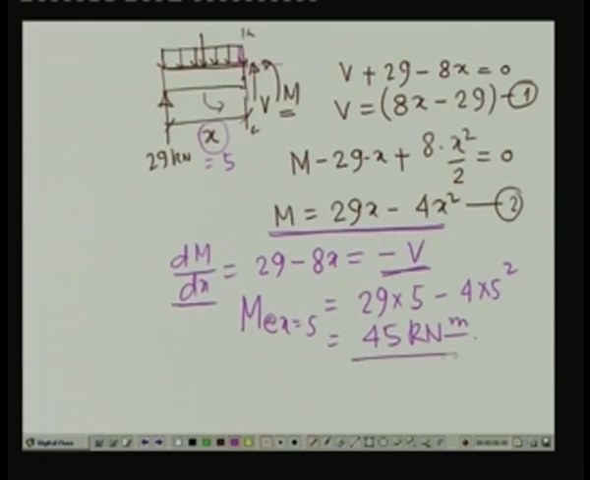Now, what happens is that the moment at that particular point is equal to 45 kilonewton meter. Now, let us calculate the value of the bending moment and shear force at section BB. Then you can compare these two and see what happens to the shear force when there is no loading.